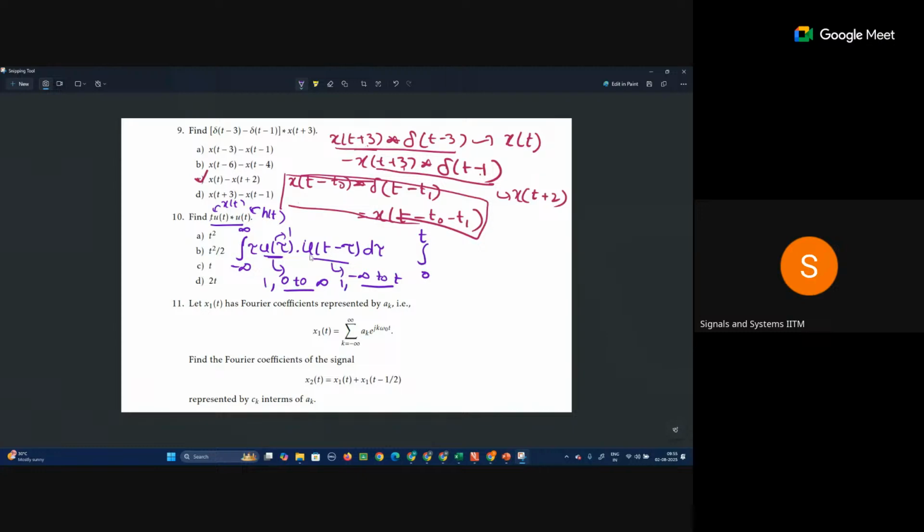And u of t minus tau will be 1 from minus infinity to t. Since we are considering the common portion, it will be the integral from 0 to t of tau d tau, because it will be 1 and 1 d tau. The integral of tau is tau square by 2, from 0 to t. So t square by 2 minus 0, and we will get option B. Am I clear on this part? Yes, ma'am. Clear.